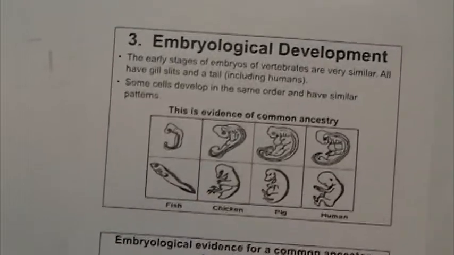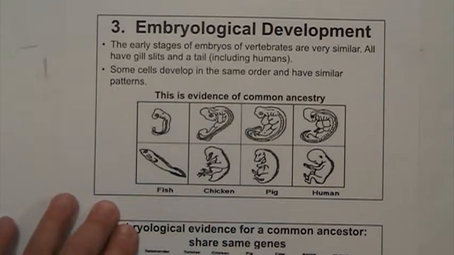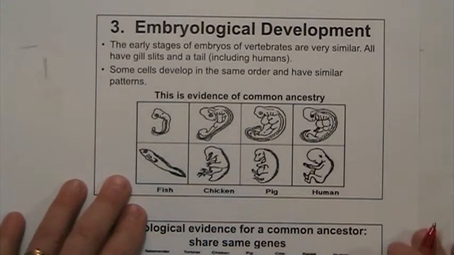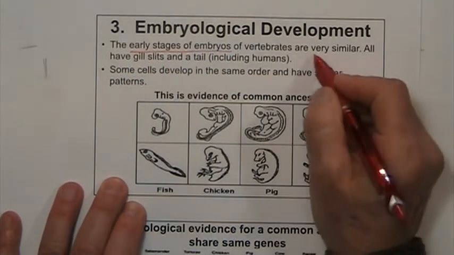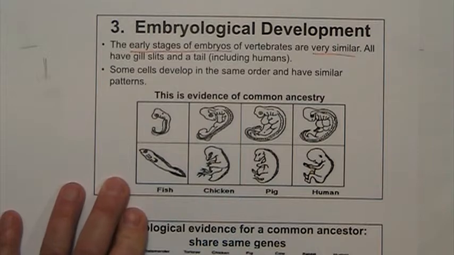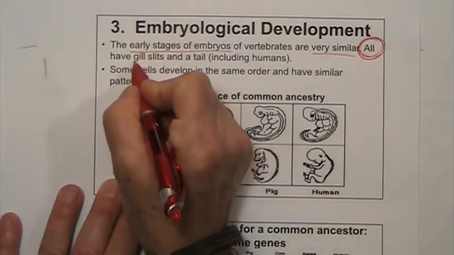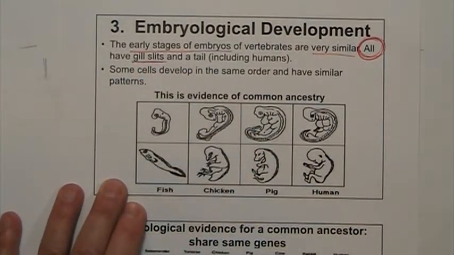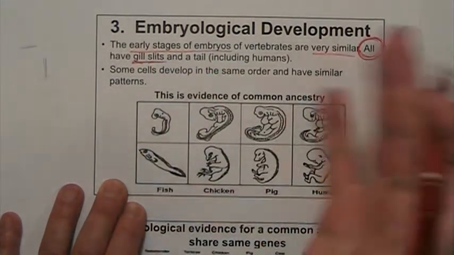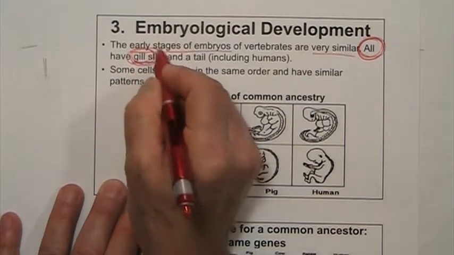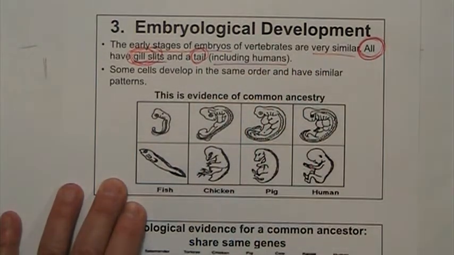Then we have embryological development, what the embryo looks like. What we have found out by studying the embryos of many, mostly vertebrates, is that the early stages of the embryos all look very similar. It's kind of scary. All of the embryos have what we call gill slits. Fishes have gills and a little opening so they can get water in. All of the embryos have gill slits and a tail, including humans.